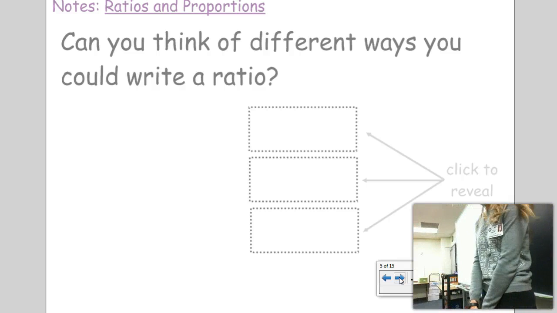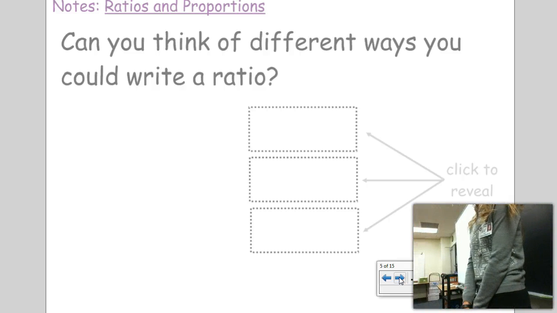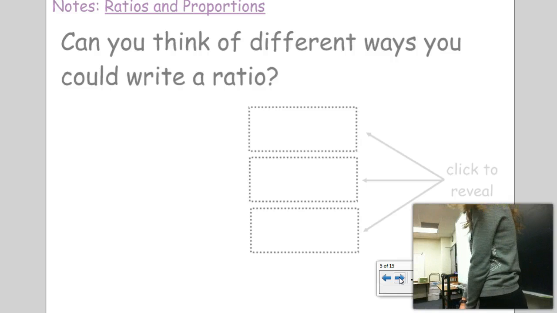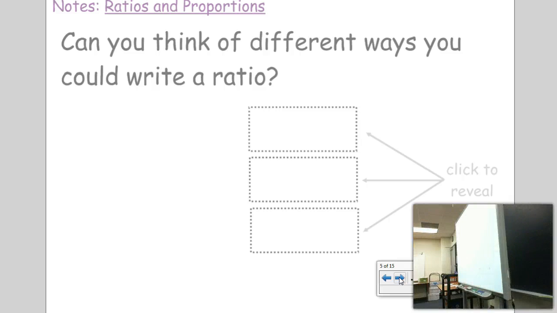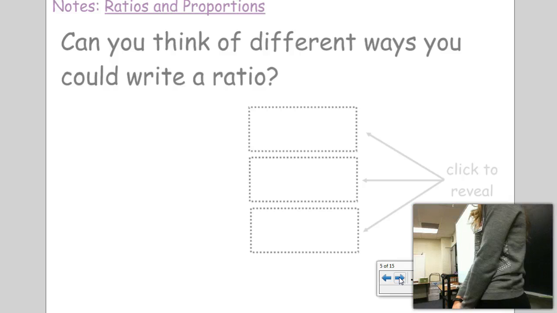Okay, 3 different ways you could write a ratio. Fraction. Okay, a fraction. Not a decimal. Like those 2 dots. The 2 dots. It's called a colon. And there's one more way. It's with letters.